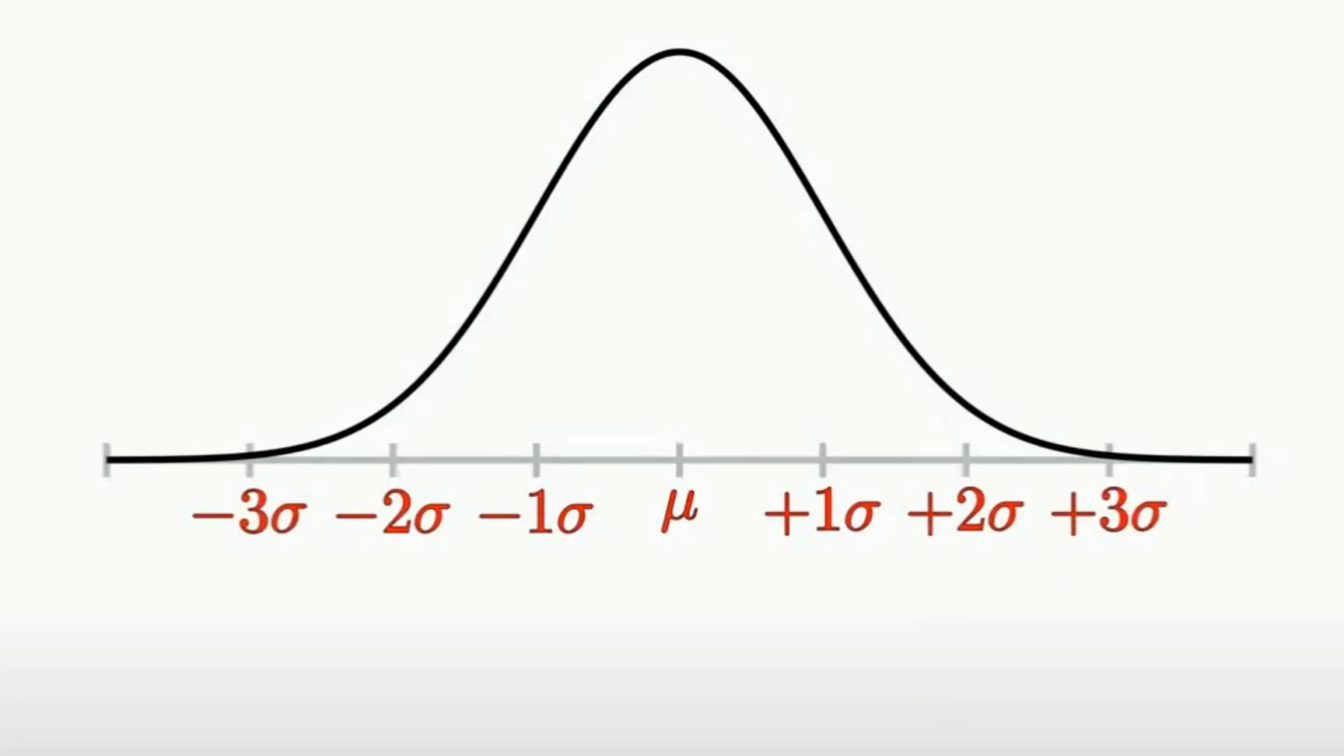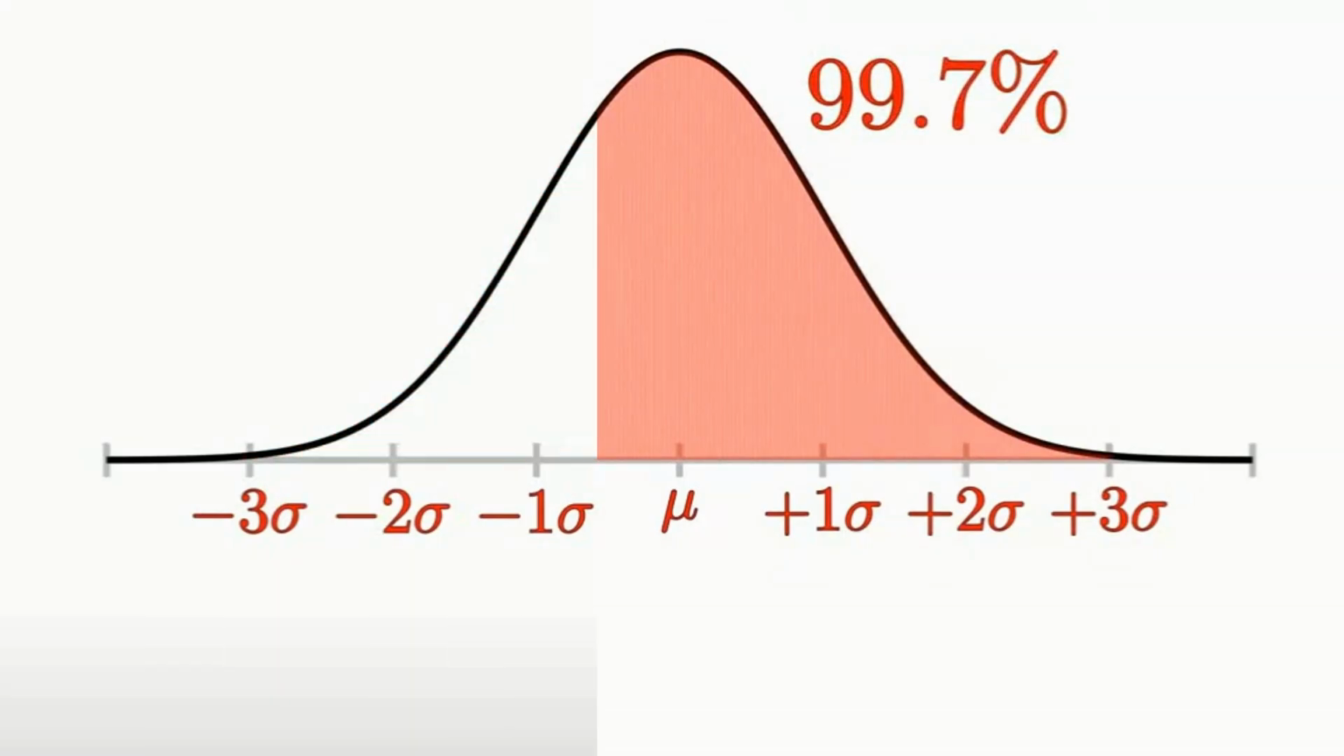A normal distribution is a type of continuous probability distribution that is symmetric and bell-shaped, where most values cluster around the mean. In a normal distribution, the mean, median, and mode are all equal. Data is evenly distributed around the center, and about 68% of values fall within 1 standard deviation of the mean, 95% within 2, and 99.7% within 3.